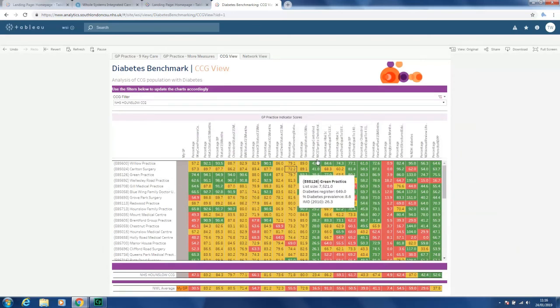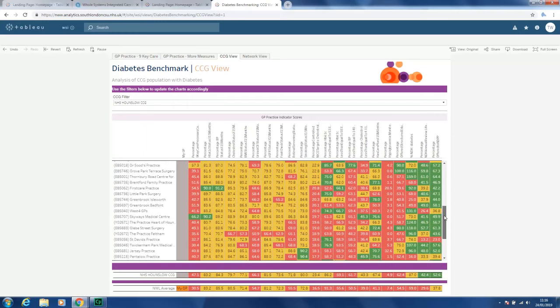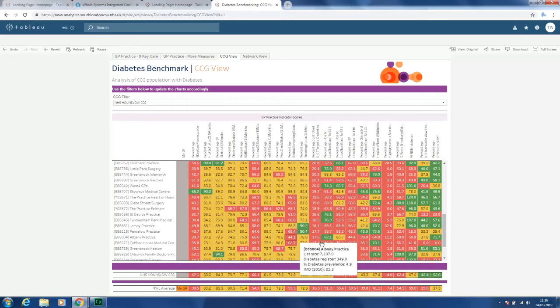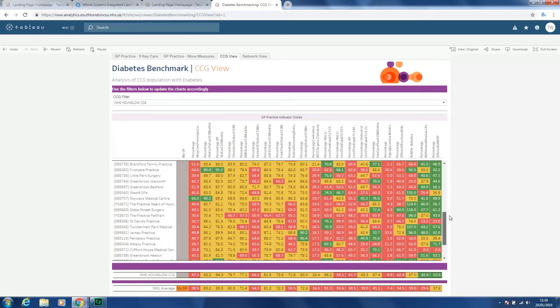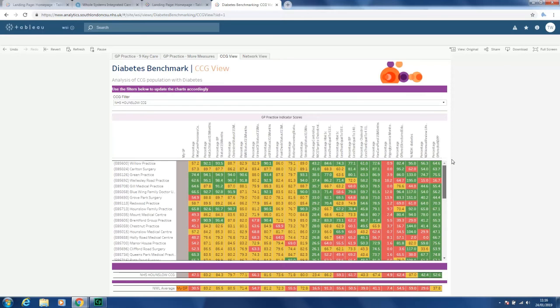So here we are looking at Hounslow CCG. You can see the list of practices, and if you were looking to support practices, you might be looking at the ones down at the bottom here, and ask what they would like in the way of support to improve their diabetes care for their patients. So that's the diabetes benchmarking view.